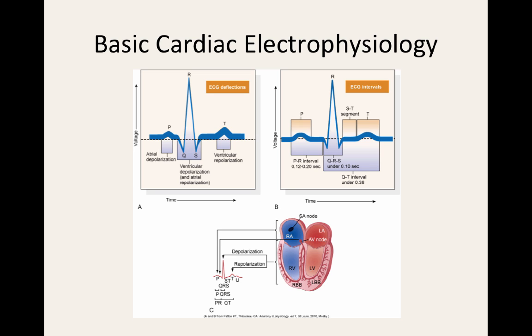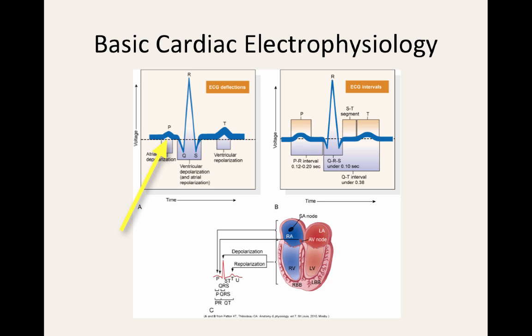Depolarization and repolarization are important because they go with ventricular contraction and relaxation. Depolarization usually occurs when there is contraction, and repolarization occurs when there is resting and filling going on. So the SA node sends the impulse to the AV node, and that depolarizes the atrium, the right atrium, or the atrium in general, and that is represented by your P wave on the EKG.